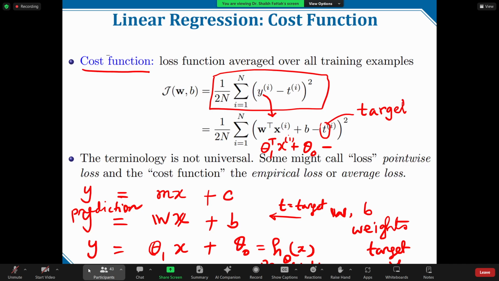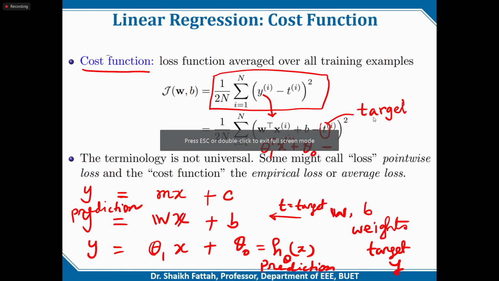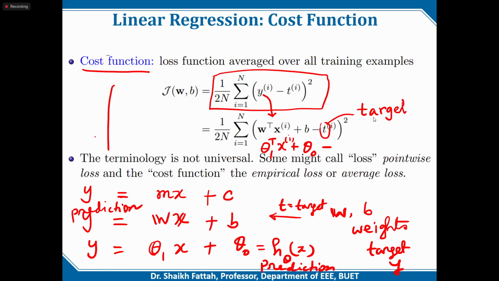What is your prediction? Theta 1 transpose x plus theta 0, or W transpose x plus B? What is your target? The value which we obtain for different x. This is our target, no matter whether I write it t or y. That's only a different issue. So what is our objective?